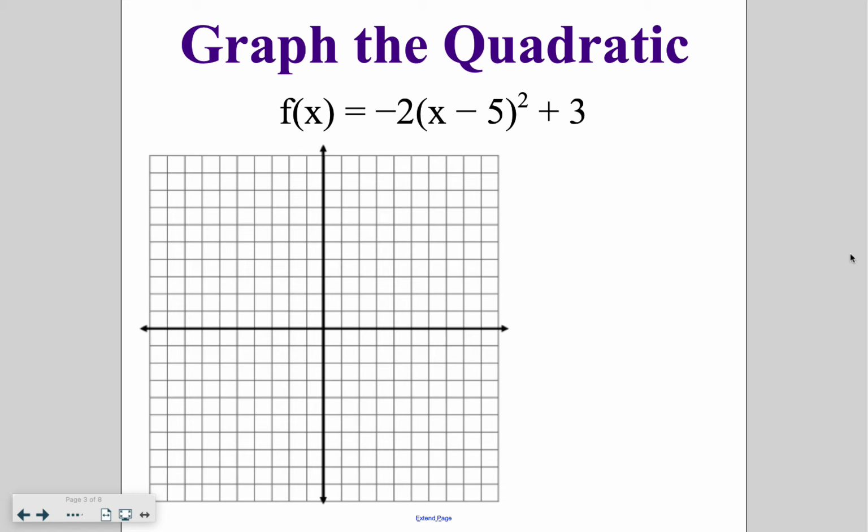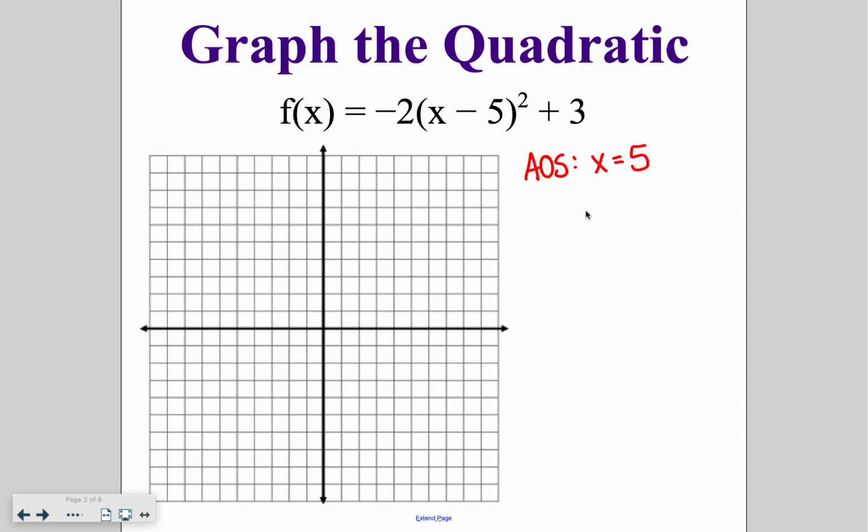In order to do that, we're going to use those key features we talked about in our last lesson. So the first thing we want to figure out is what our axis of symmetry is. Remember, when you have a vertex form of your function, your axis of symmetry is going to be x equals, and then the opposite of the number that is in these parentheses. So in this case, it's going to be a positive 5.